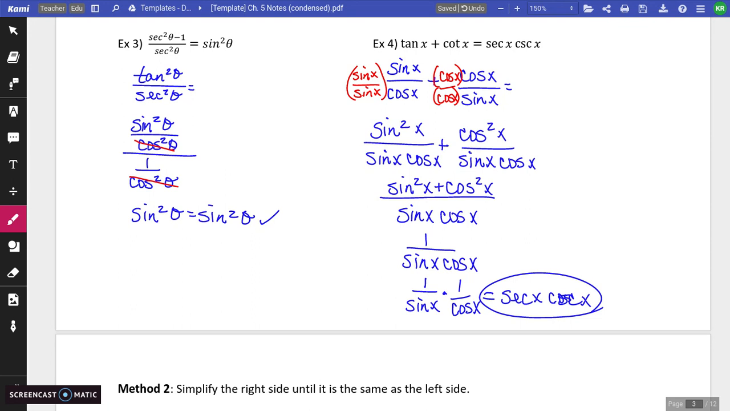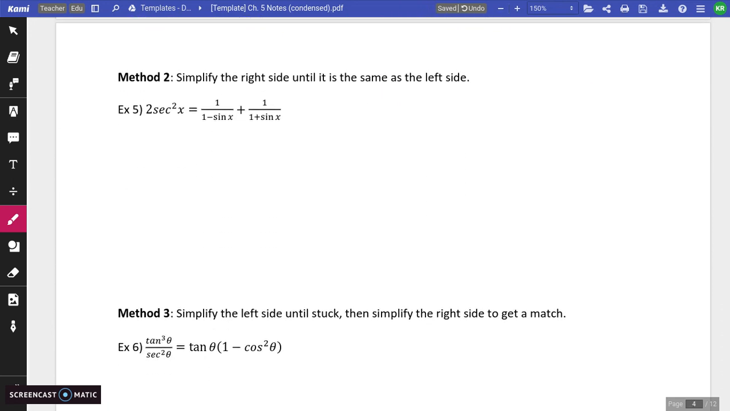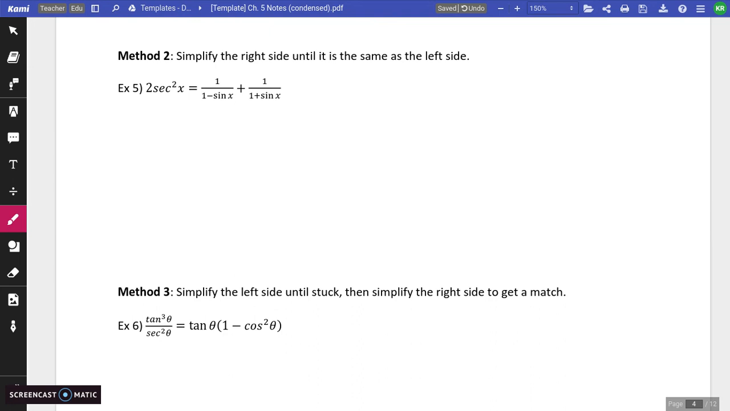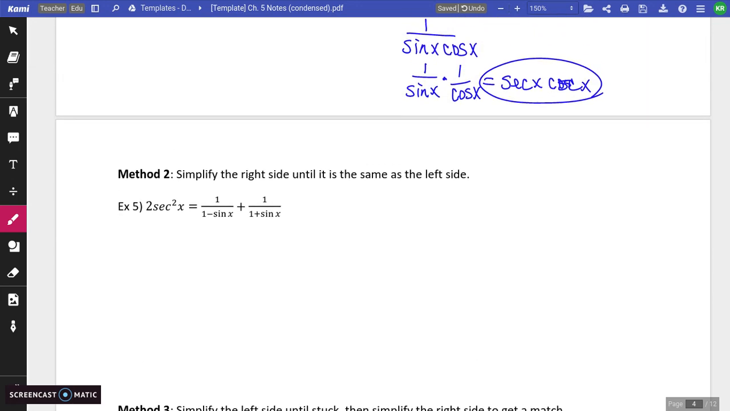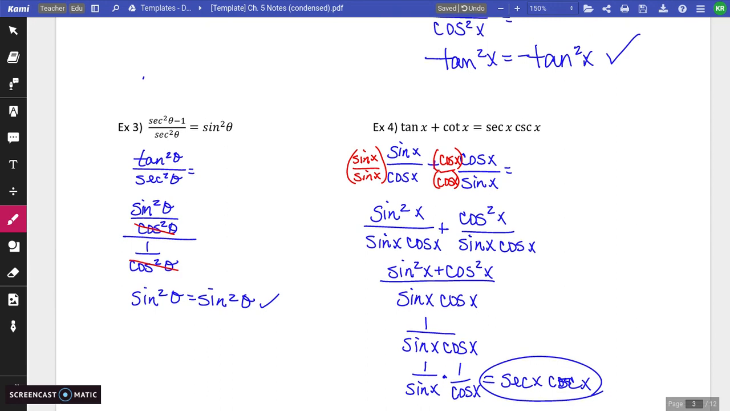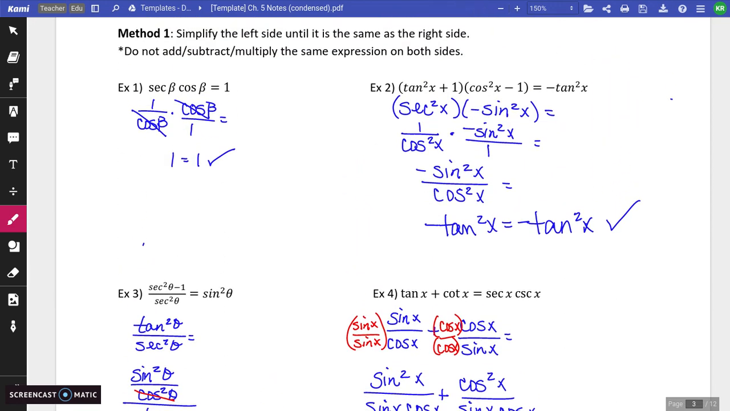So, okay, going on to the next one, example 5. On this one, it looks like the right side is more complicated than the left side. So you can start on the right side and then manipulate to get it to equal the left. It doesn't matter which side of the equation you start on. All 4 of these we started on the left and then worked it so that it matched the right side.